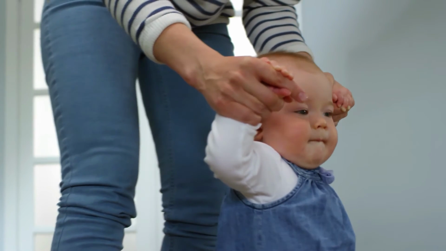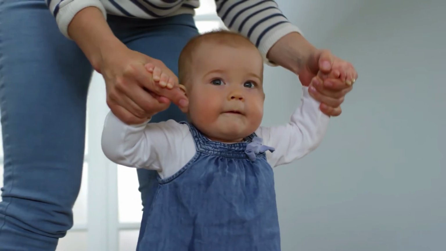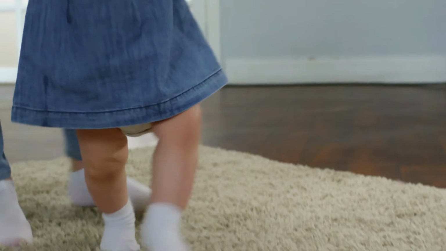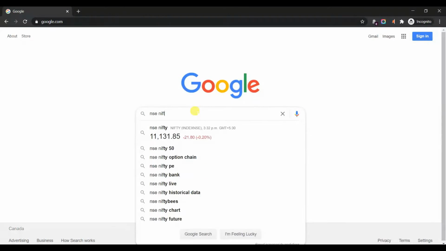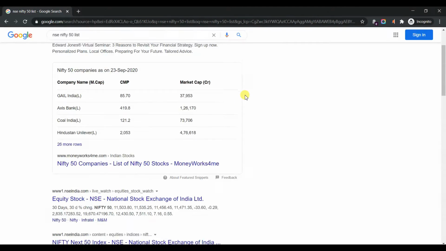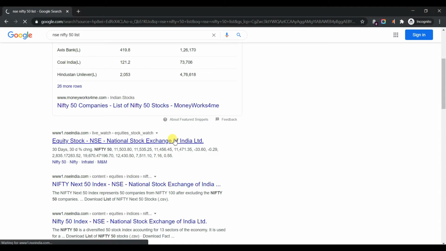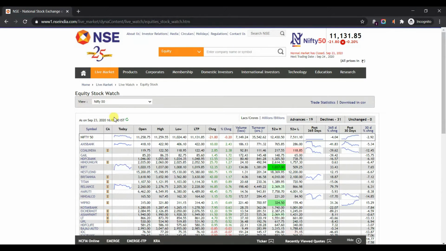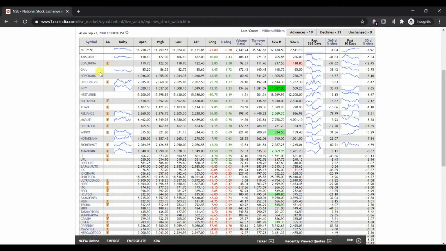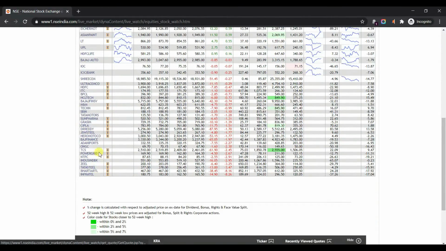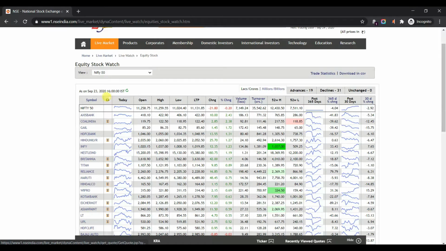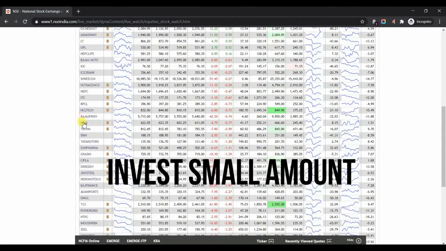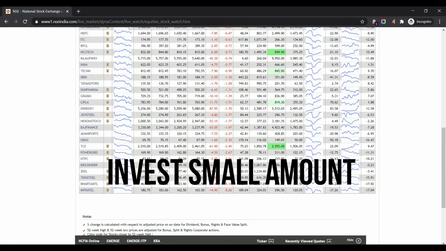For absolute beginners, or if you did not invest in the stock market before, then you should start investing now. Go to the NSE website and select the Nifty 50 stock list. In this list you can find large cap companies, very well known names. These companies are safe to invest in. You can start with a small amount, even 1,000 rupees is a good amount to start.